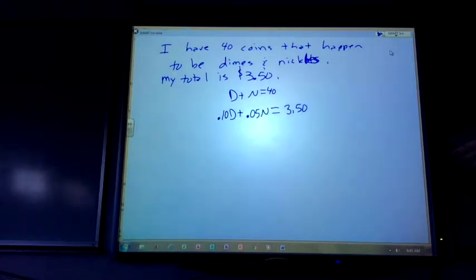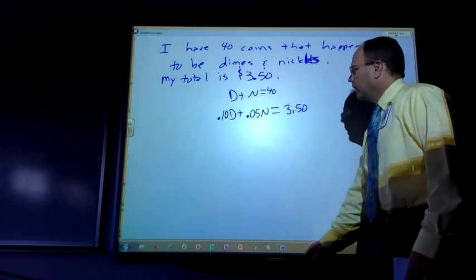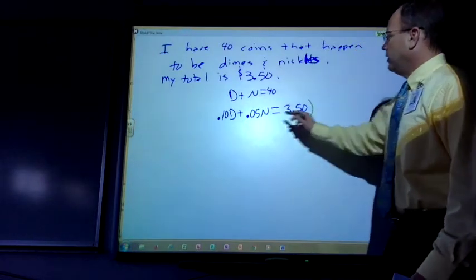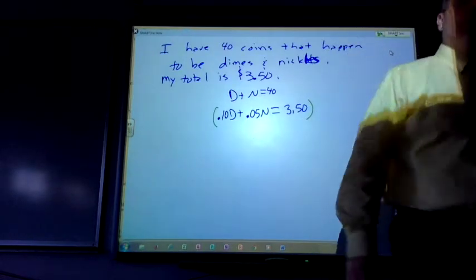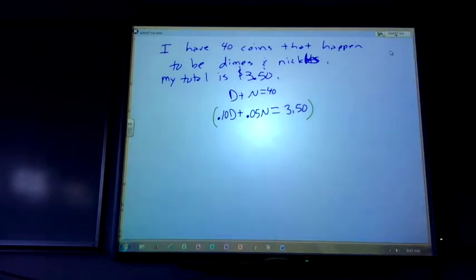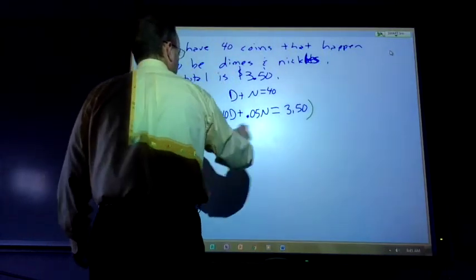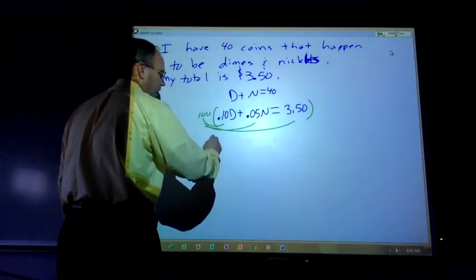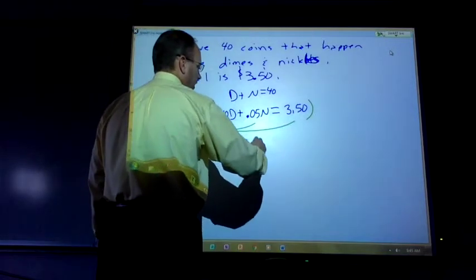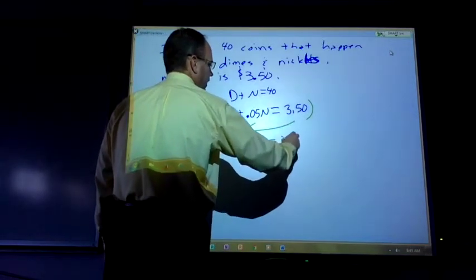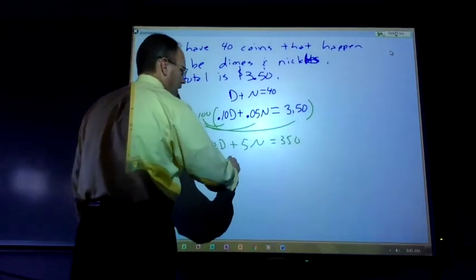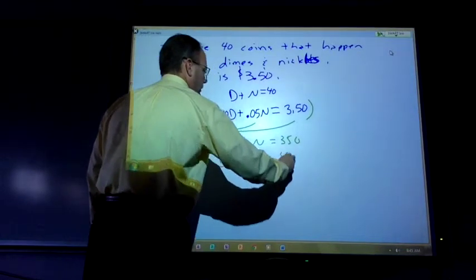I love it. Garvey, coming to you, buddy. Garvey, I don't want to have these decimals in here. If I multiply everything by 10, it moves the decimal one spot. If I multiply by 100, the decimal moves twice. Okay? So that gives me 10d plus 5n equals 350. And then I have d plus n equals 40.